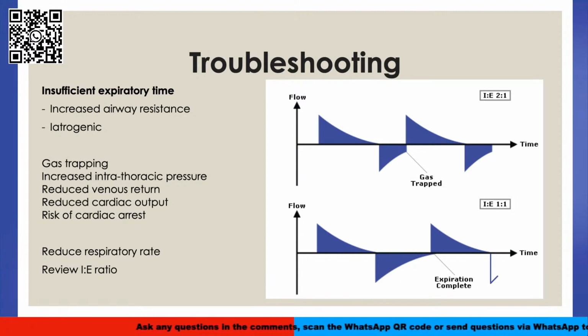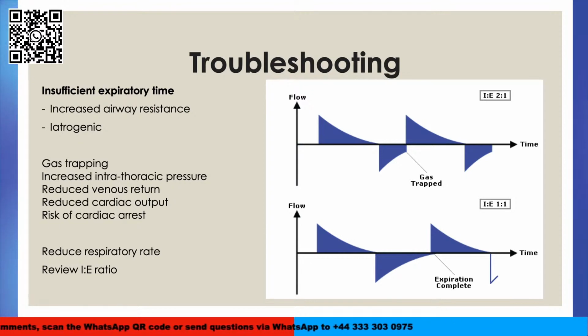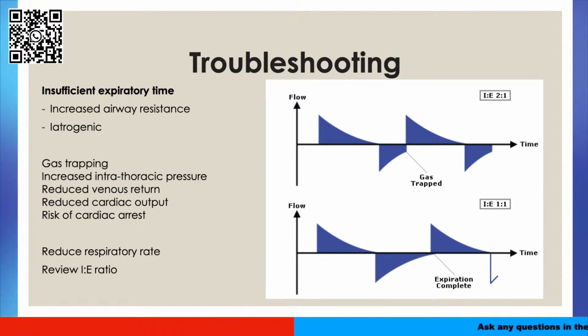So you can see in the top graph, you have an inspiratory time to expiratory time set as 2 to 1. And you can see at the bottom part of the flow loop that the exhalation is not reaching the baseline. So with every breath, there's a little bit of gas trapping. So this then leads to an increased intrathoracic pressure, reducing your venous return and therefore your cardiac output. And if this continues, you put the patient at risk of a cardiac arrest.